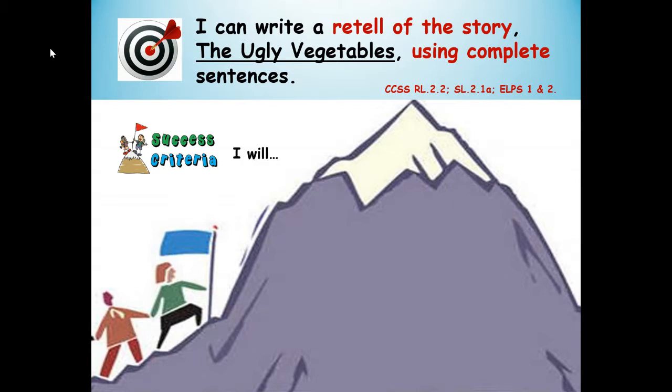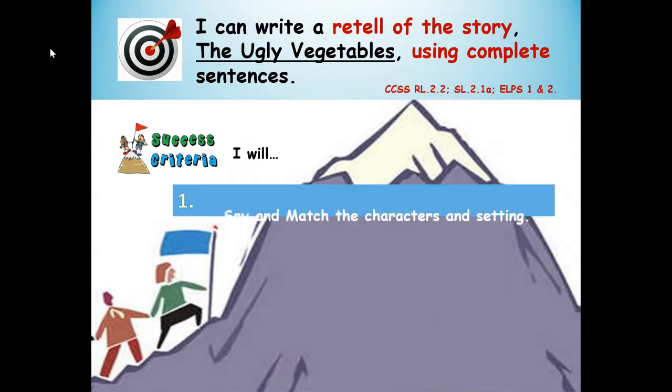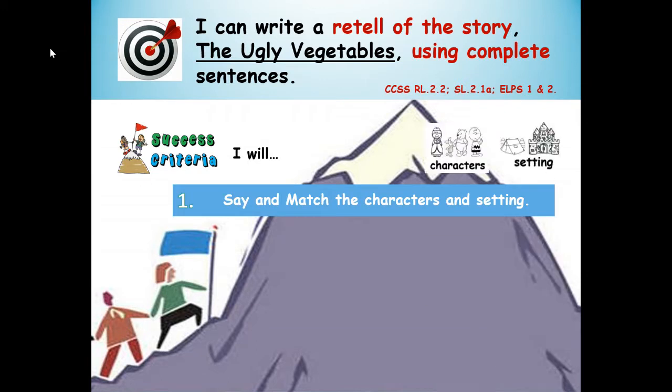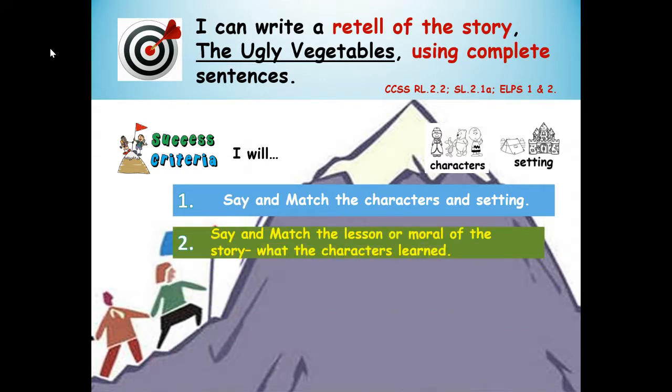Here are the steps to success. We're going to do these together, one step at a time. So I will, number 1, say and match the characters and the setting. Who is in the story and where does the story take place? Then number 2, I will say and match the lesson or moral of the story, what the characters learned.